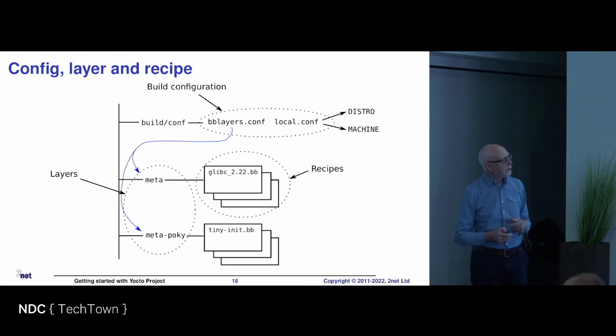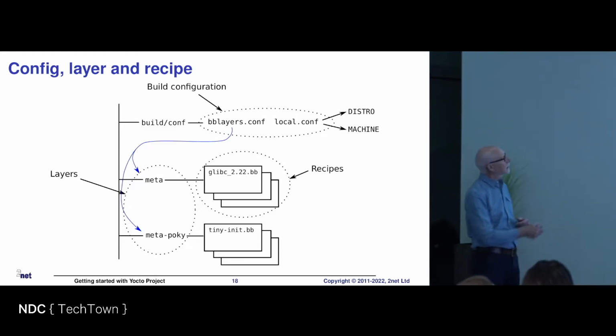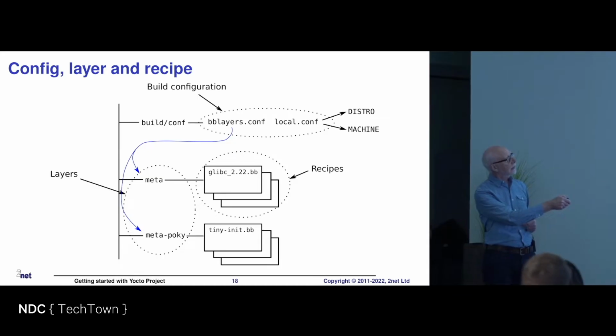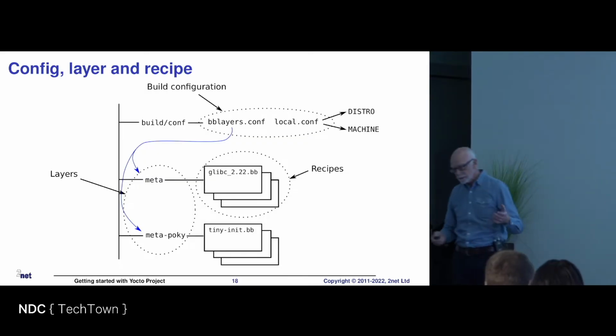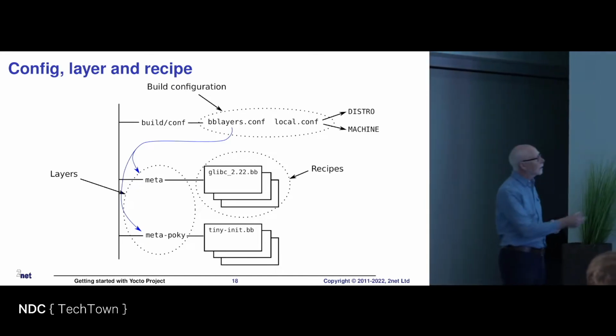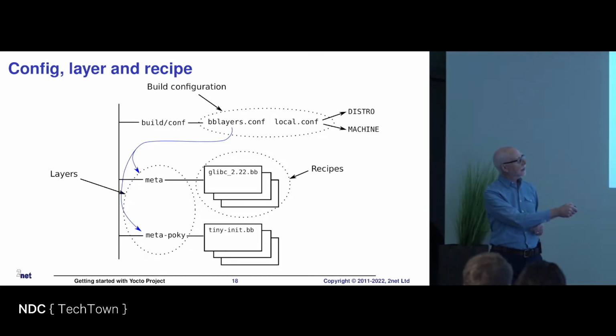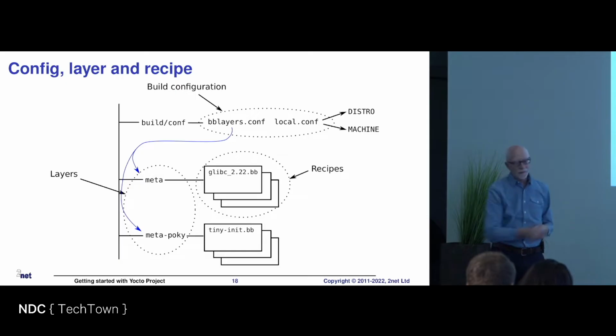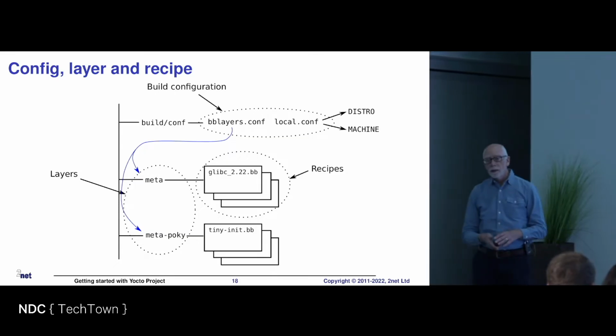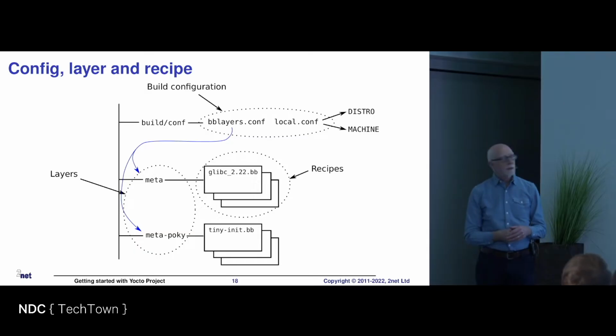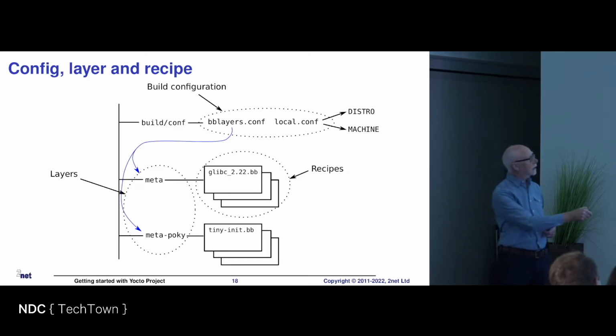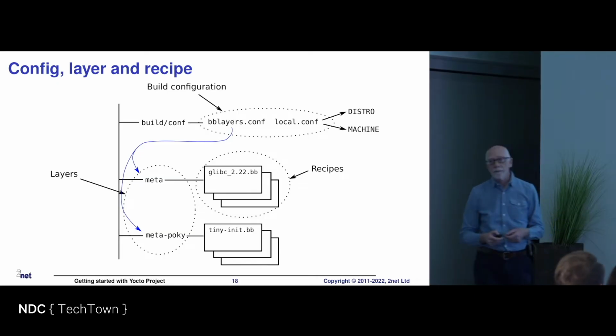Here's a diagram which is meant to show how this all links together. So here's the bblayers.conf file. That is literally just a list of directories which contain recipes. So meta and meta-poky are examples of that. And then within these meta layers, we just have a shoal of BB files. So BB stands for Bitbake, which is the build tool, and these are Bitbake recipes. So each one of those BB files is going to create some kind of buildable artifact. In this case here, it's going to build glibc, the C library for me.